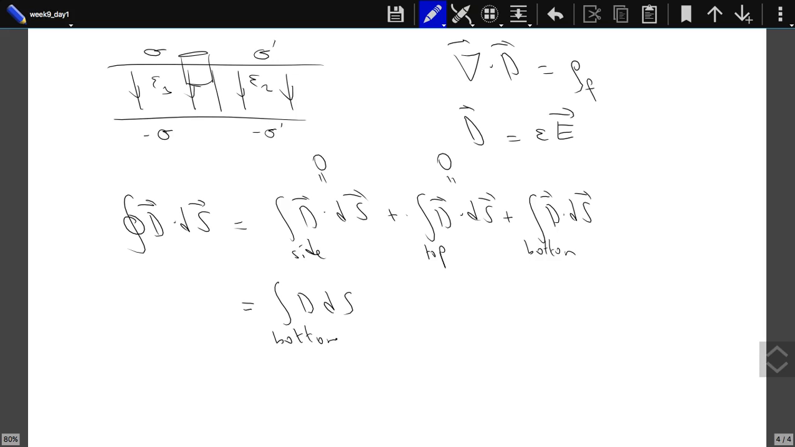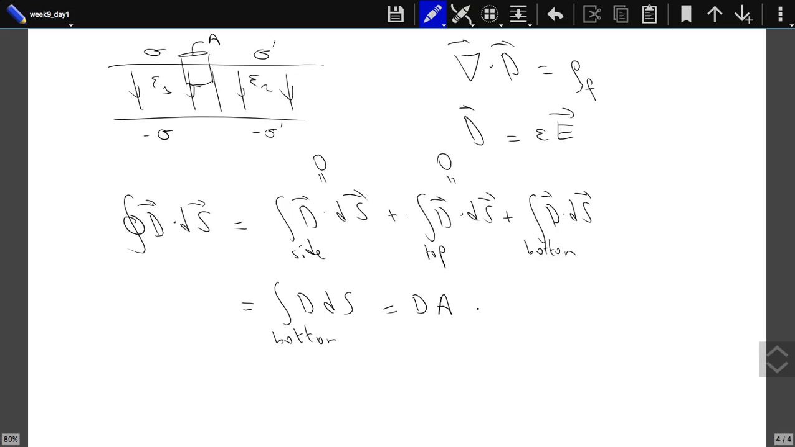But assuming that D lines, or the electric field lines, are always vertically downward, it basically tells me that D doesn't change as you move. Well, it might change, but at every point on the bottom, since it's at the same distance from the conductors, D is just a constant. So since it's constant, I can take it out. What remains is the area. Let's call that area A.